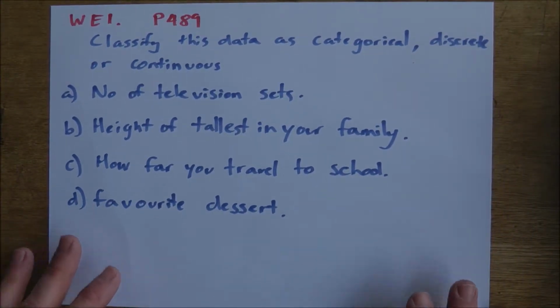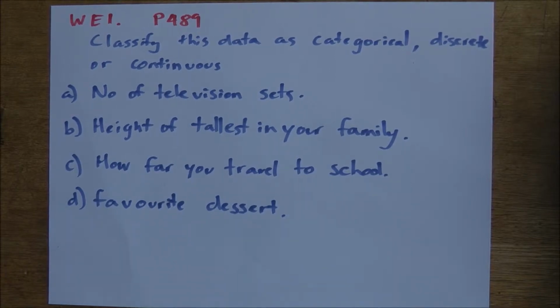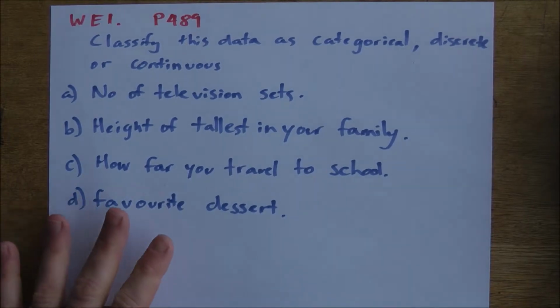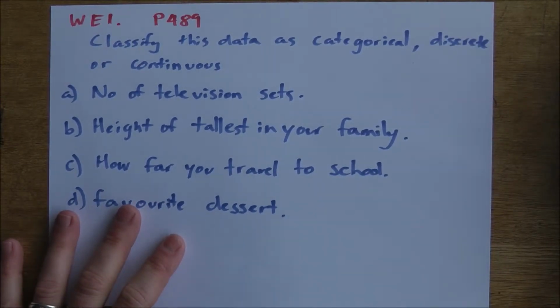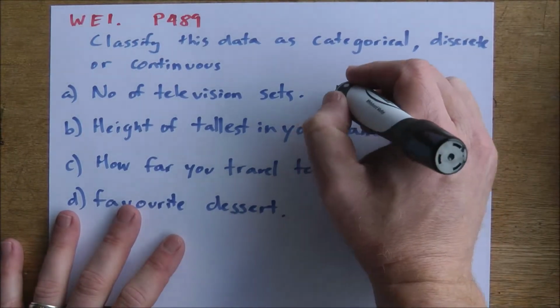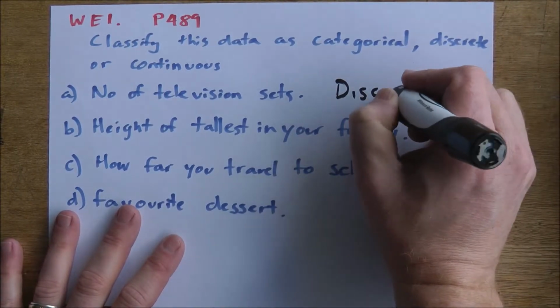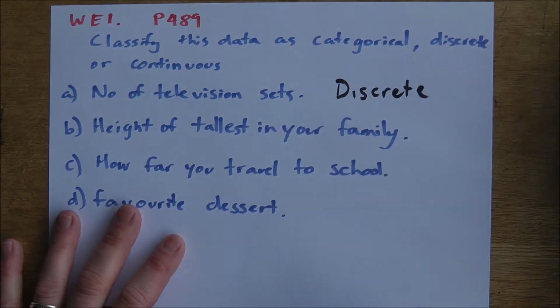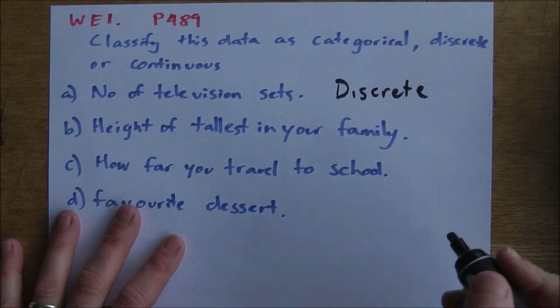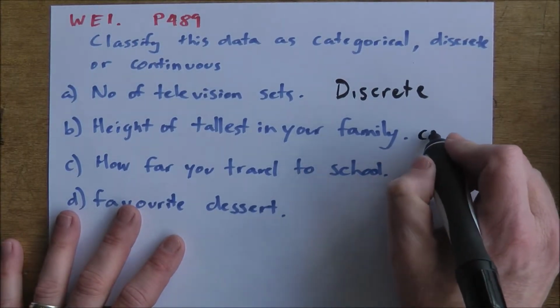All right, worked example 1. For each of the following, state whether the data from a survey asking these questions is categorical, discrete, or continuous. So we're just classifying it. So, the number of television sets. So we're actually counting how many television sets we have, and it's typically a whole number. You don't have half a television set, so that is discrete. The height of the tallest in your family. Well, you'd measure how high somebody is, and it can be a decimal number, so that would be continuous.